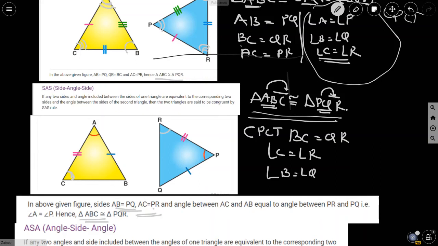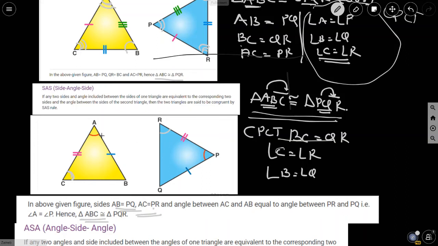CPCT, we have one side and two angles, so only one side remains. So anyhow it will be equal. BC equal to QR. Then C is equal to R. Why C is equal to R? CPCT, because AB equal to PQ. So AB's opposite angle C and PQ's opposite angle R. So C is equal to R.